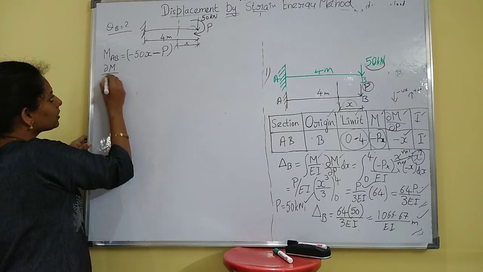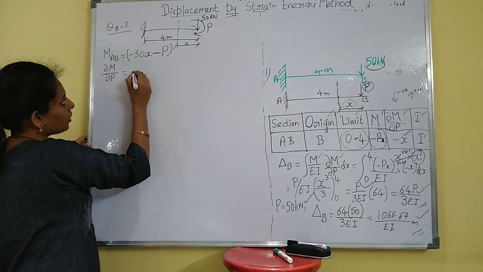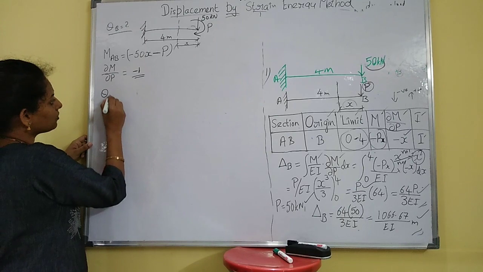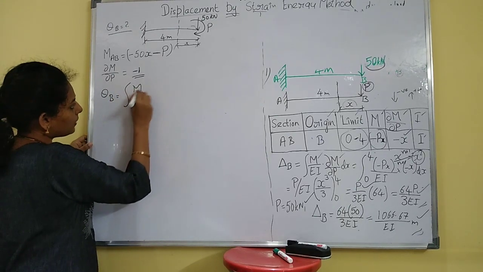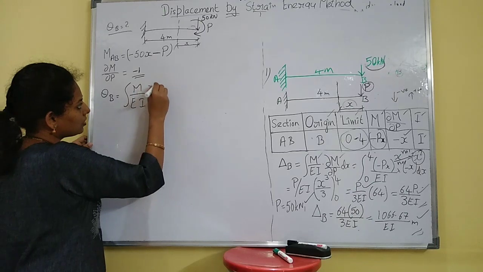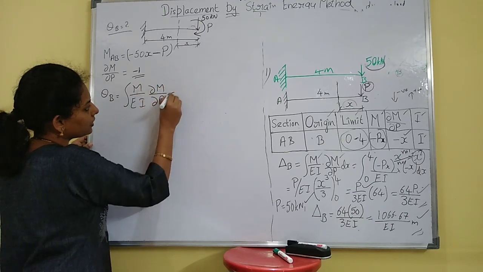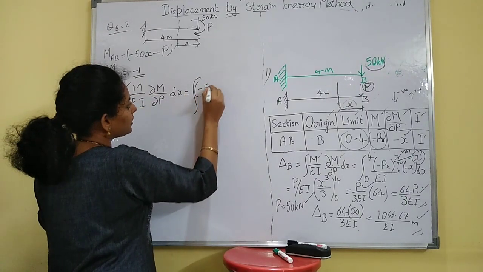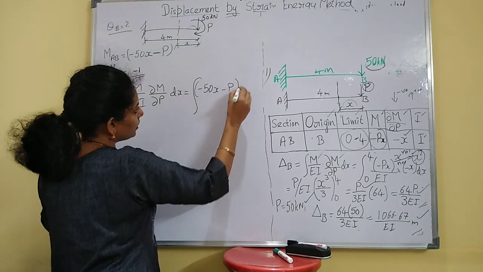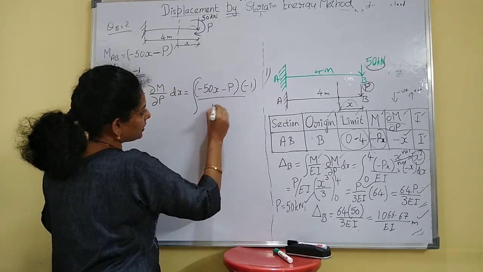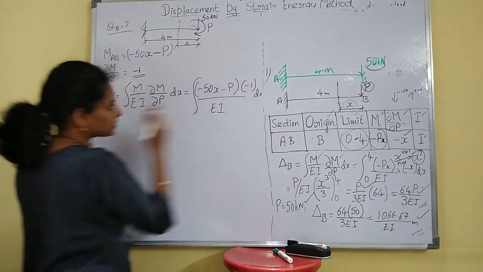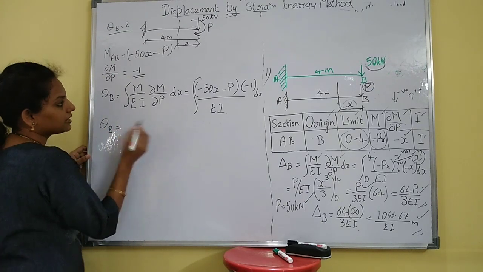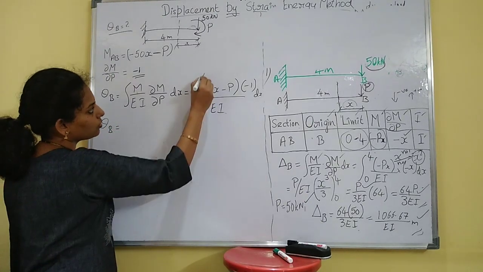Then dou M by dou P is nothing but minus 1. Now again substitute in this theta B equation, which is the same: integration of M by EI dou M by dou P dx. Substitute here, M is nothing but minus 50x minus P, into minus 1, divided by EI into dx. So it will be integration of this, and the limit is again 0 to 4.